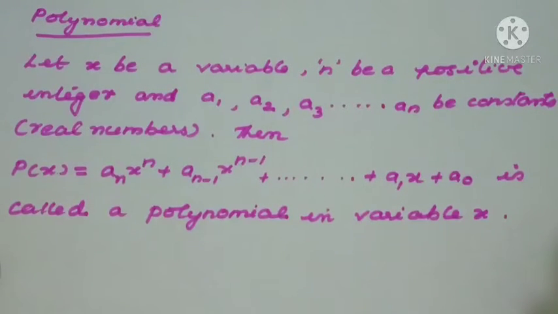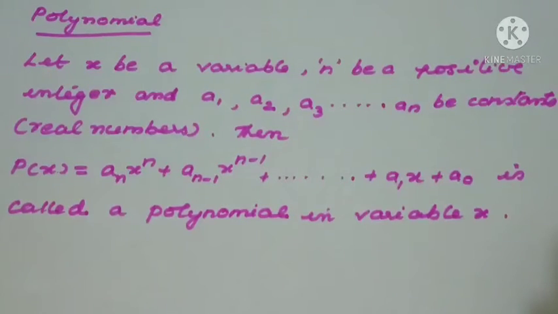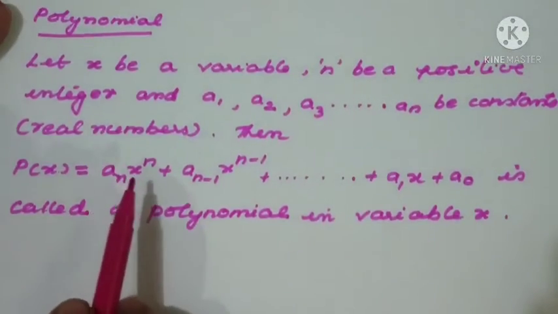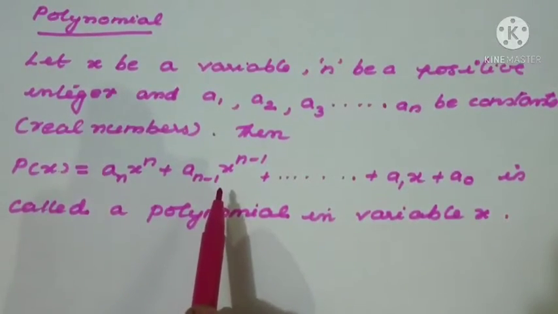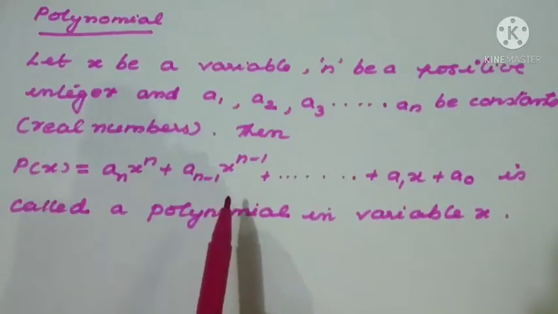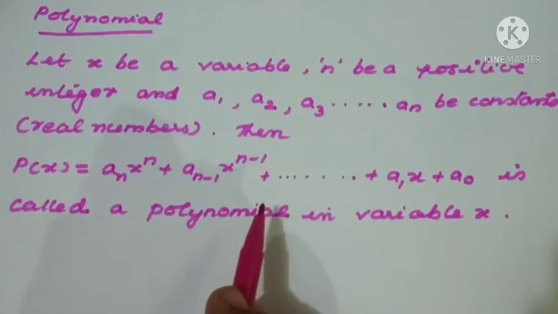Let x be a variable, n be a positive integer, a1, a2, a3, etc., an be constants or real numbers, then p of x equal to an x raised to n plus an minus 1 x raised to n minus 1 plus etc. plus a1x plus a0 is called a polynomial in variable x. What is the meaning of this? Nothing to worry about the an x raised to n, an minus 1 x raised to n minus 1 terms. It's a general definition for a polynomial only.